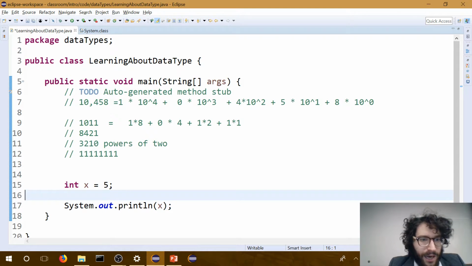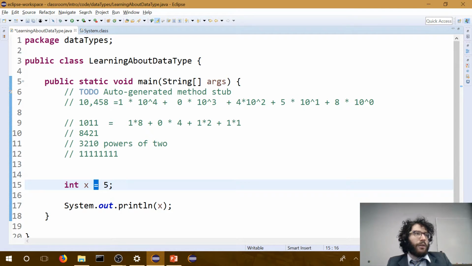Okay, what's going on here is that this equal sign is what we call the assignment operator. So this is assignment, not equality. We're taking what's on the right and we're storing it on the left. It's easier if you think of it as an arrow, like this. We're taking 5 and we're storing it in here.